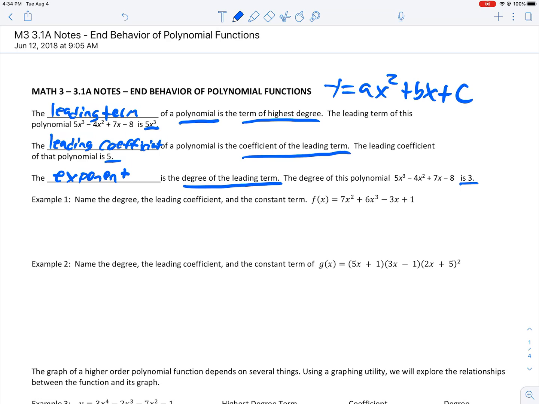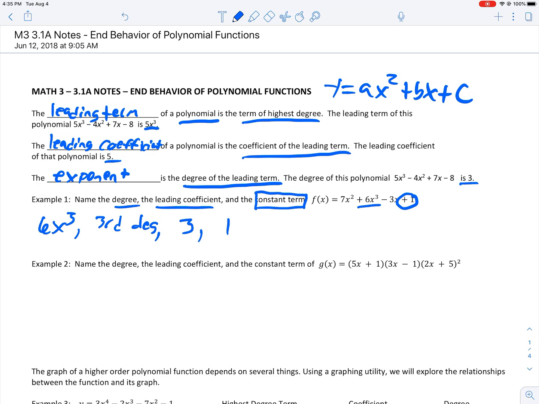So example 1, name the degree, the leading coefficient, and the constant term. The term with the highest degree would be 6x to the third. So this would be a third degree. The leading coefficient would be 3. The constant term would be 1. Constant means it doesn't change. So in this case, the 1 will always be 1. The first 3 terms all have variables, so they can change depending on what x is.